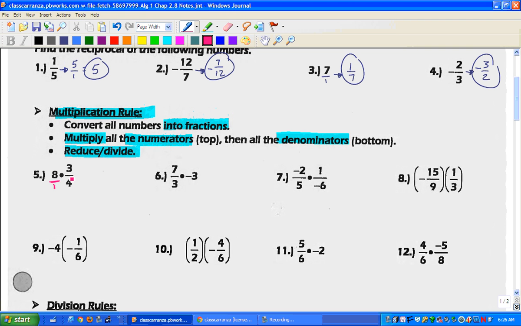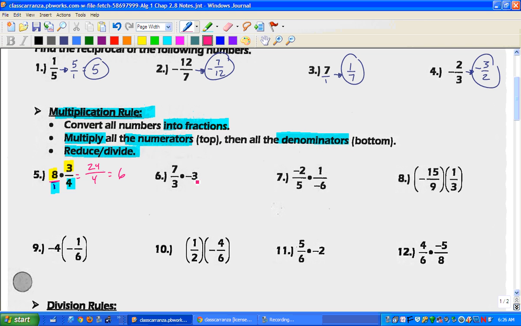First thing you need to do is to turn everything into a fraction. You're going to multiply the numerators. 8 times 3 is 24. 1 times 4 is 4. And 24 divided by 4 gives you 6. And that's your final answer.